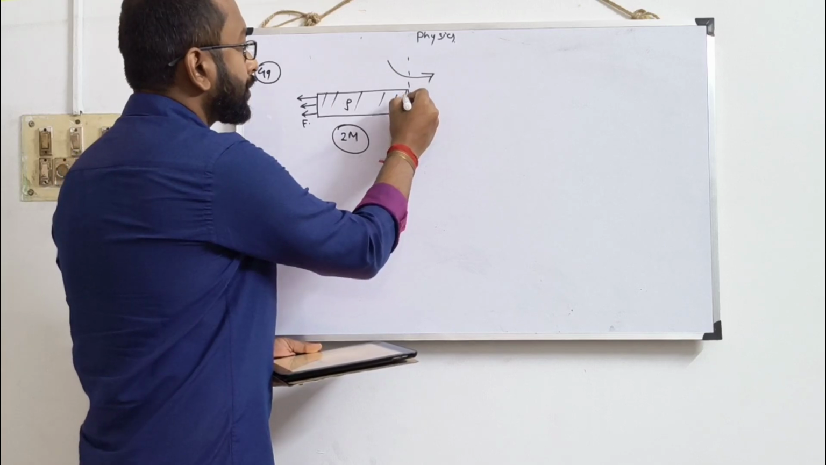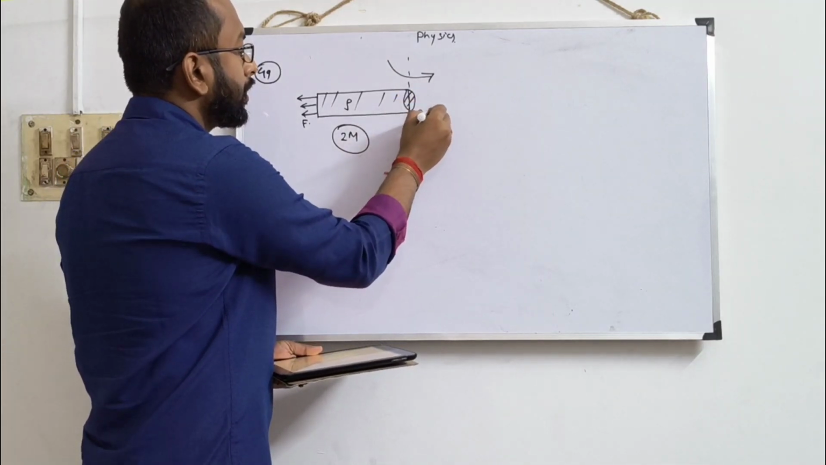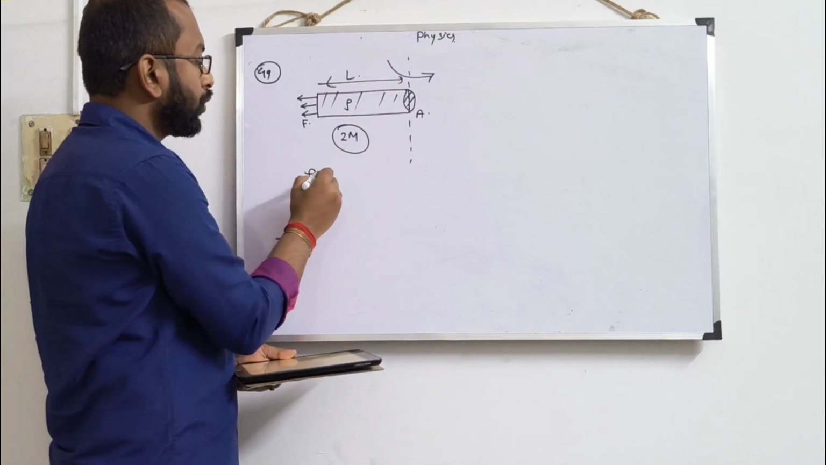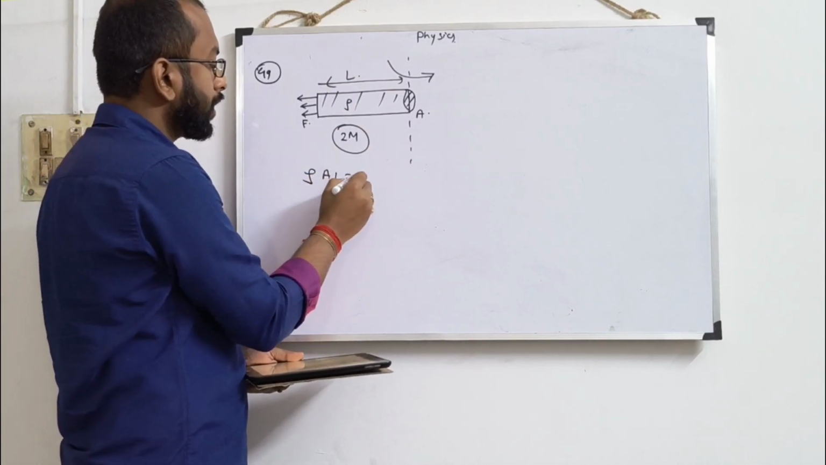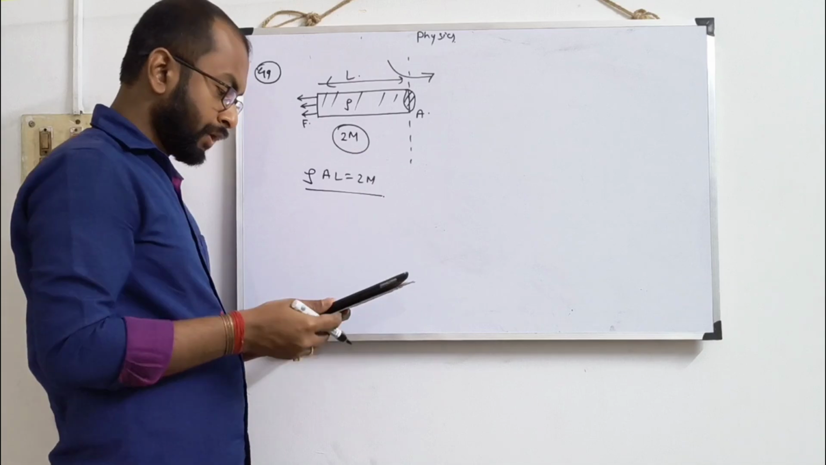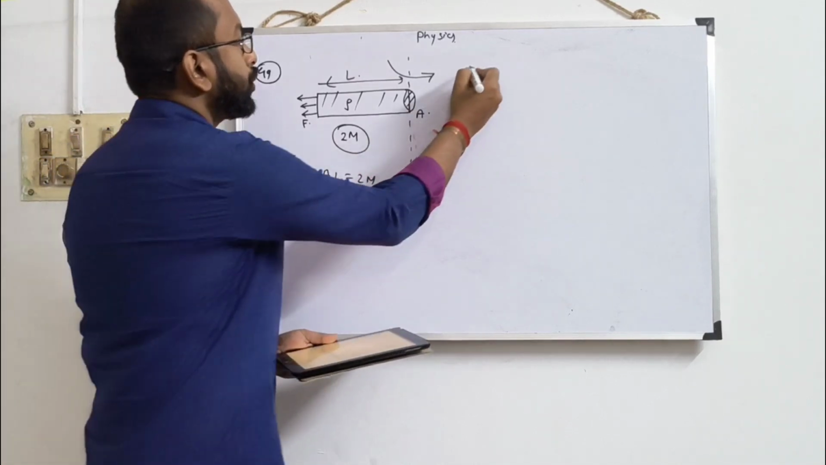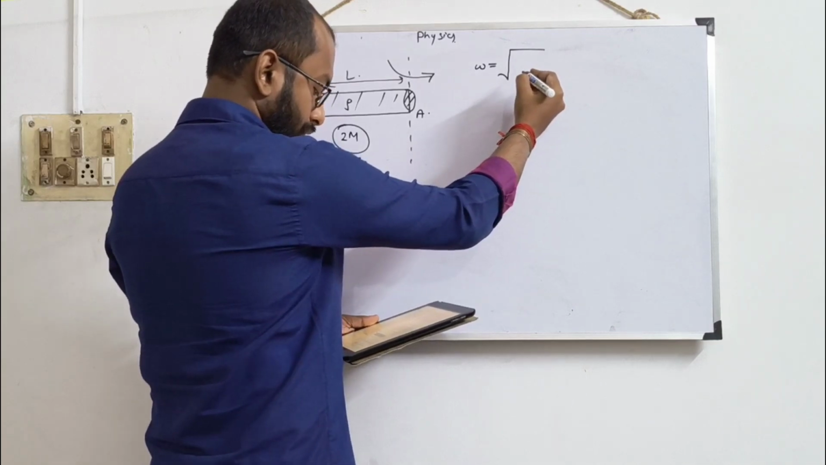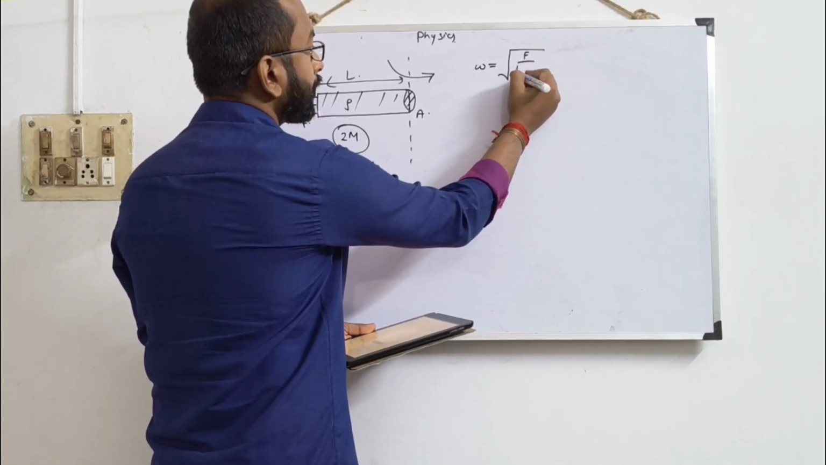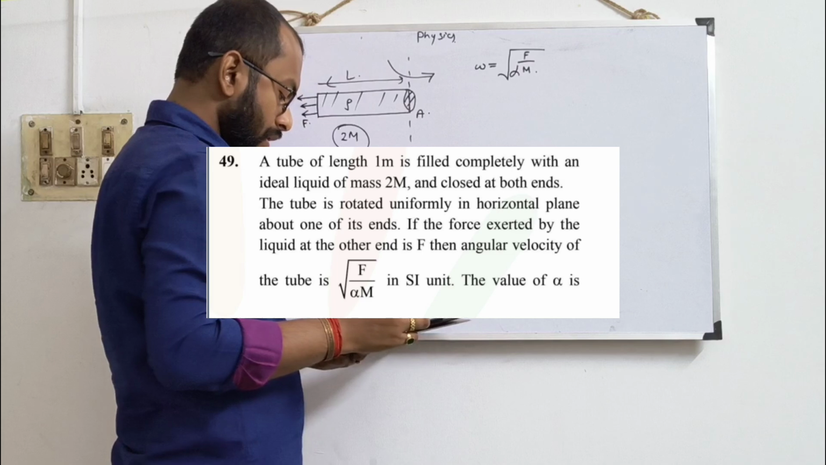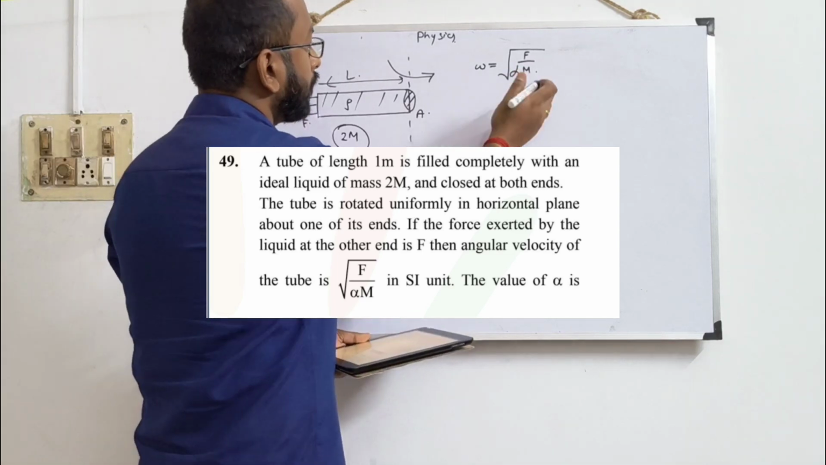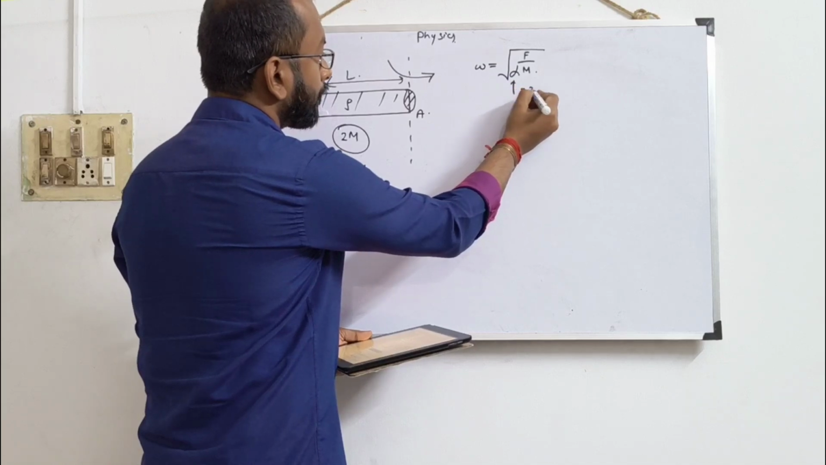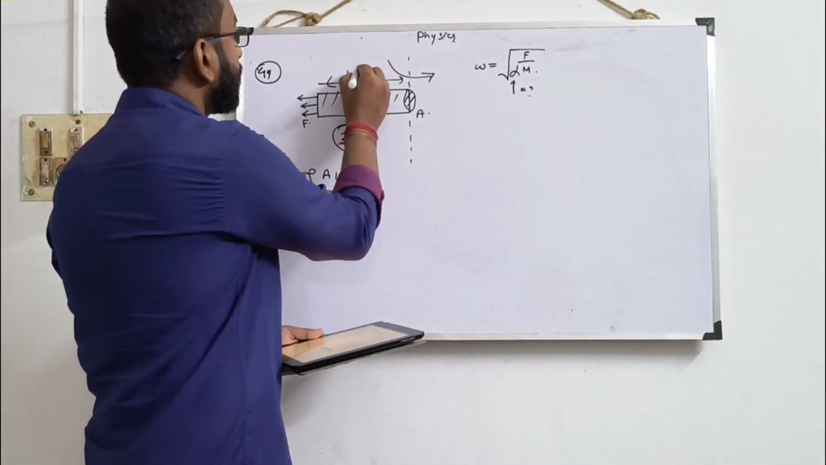So let's say the cross sectional area of the tube is A and this length is L. That means rho into volume, volume is A into L, that is ultimately 2m, that is given. And angular velocity of the tube is given as omega equal to root over of F by alpha m. So we have to find out what is the value of alpha. Length is given as 1 meter.